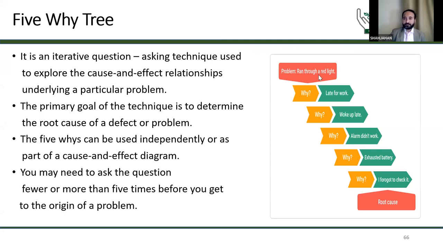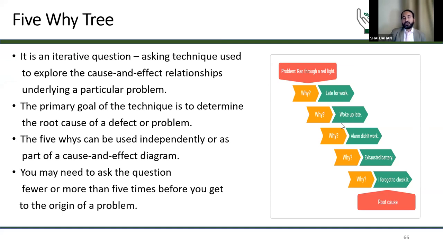you cross the signal. So first we will ask five questions here. Why did we cross? Because I became late from work. Why did I become late? Because I woke up late. Then why did I wake up late? Because the alarm didn't work. Why didn't the alarm work? Because the battery finished. Why did the battery finish? Because I forgot to check it.